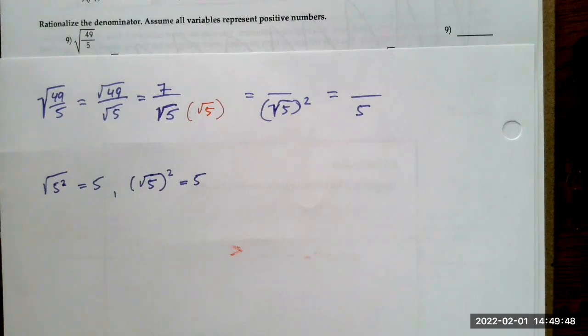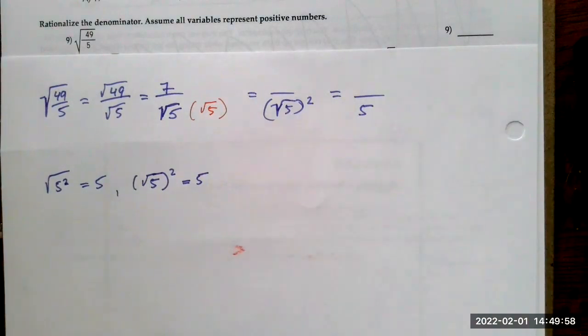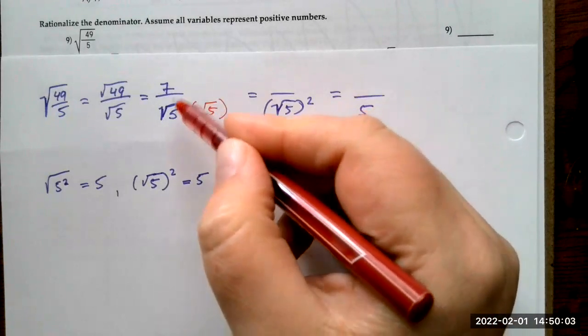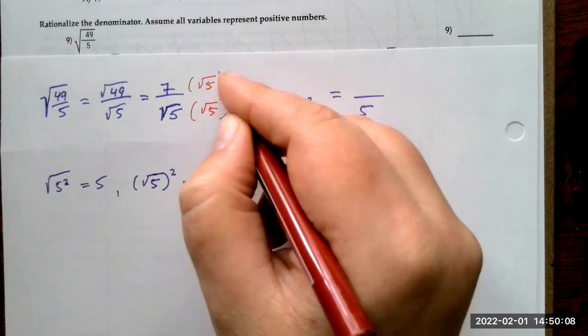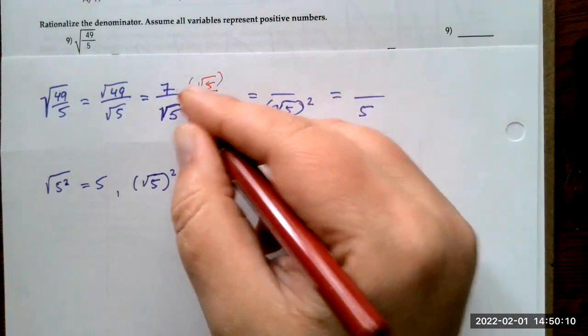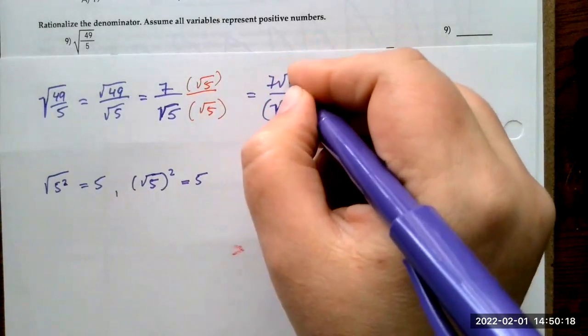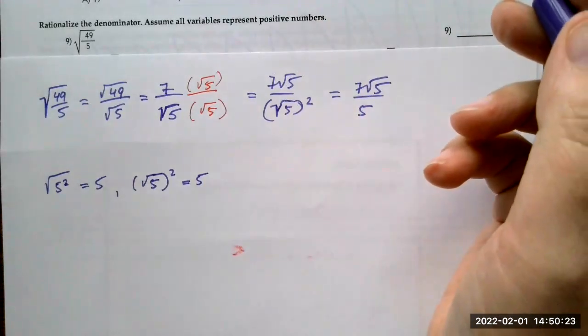But let's see what happens in the numerator. Okay, so the denominator is all squared away and we're happy. What happens in the numerator? Well, again, the rules of fractions say that what we do to the denominator, we have to do the same to the numerator. So the numerator gains a factor of square root of 5 as well. So what do we have here? Well, it's going to be 7 roots of 5. Okay, and there is nothing we can do with it.